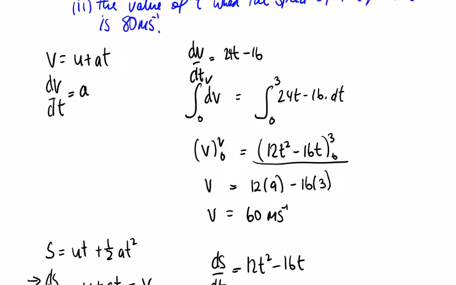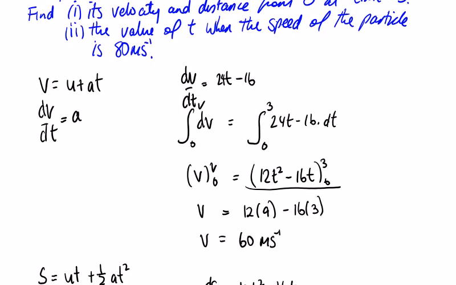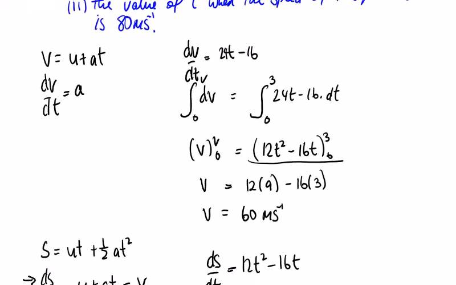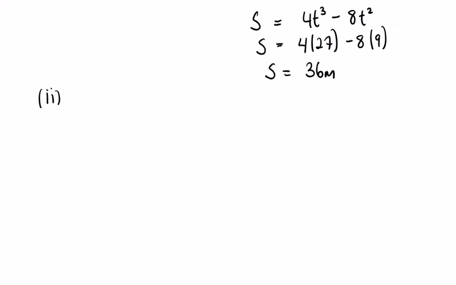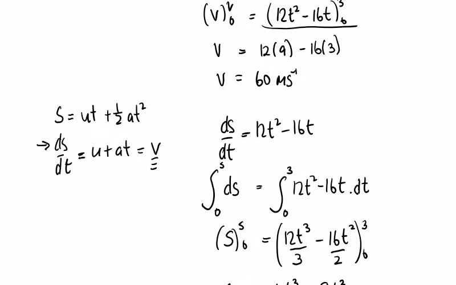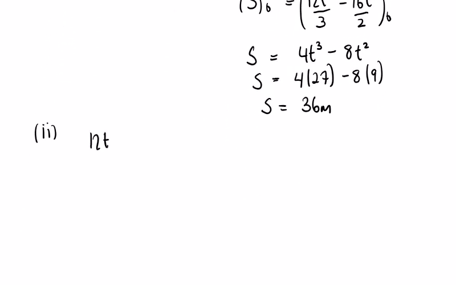Part 2. The value of t when the speed of the particle is equal to 80. So we let velocity be 80 here. The value of t when the speed of the particle is 80. Okay, so we need to solve for t. From up above, what do we have for v? This, 12t squared minus 16t. So 12t squared minus 16t is equal to v, and we want the value of t when velocity is equal to 80.